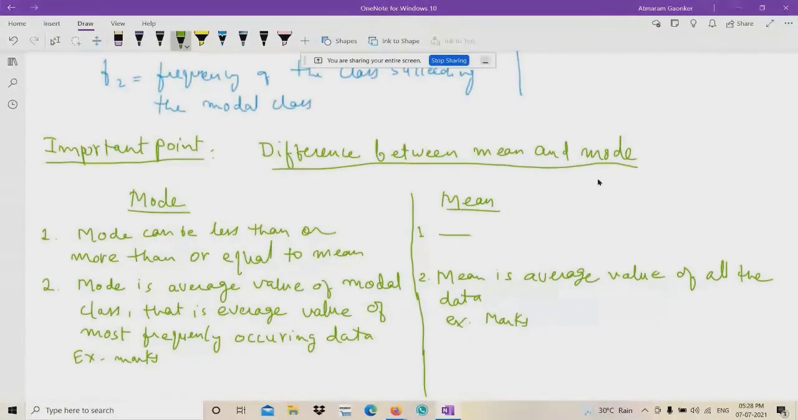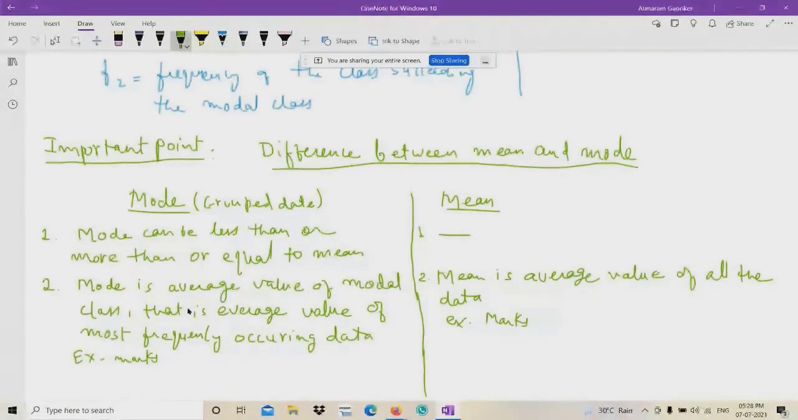What is the difference between mean and mode? Now when I say mode, it is in grouped data: mode of grouped data and mean of grouped data. Now the first point is mode can be less than, more than, or equal to mean. Anything can happen. Mean may be equal to mode, the mode may be greater than mean, or mode can be lesser than mean. So this is one point you have to note down.